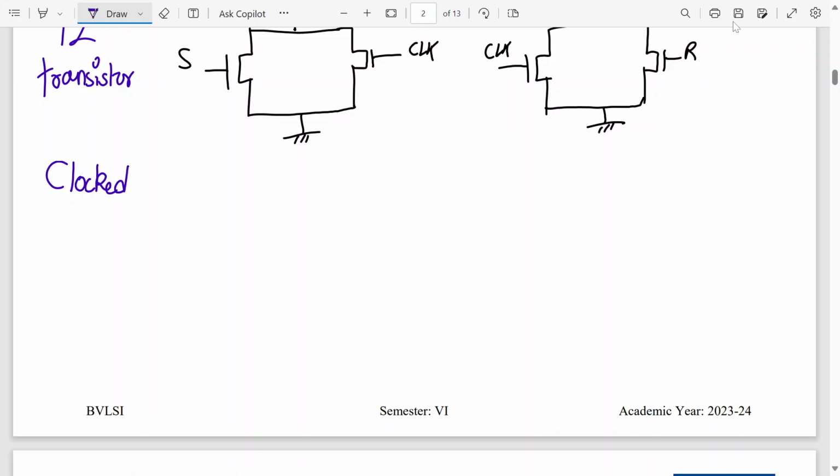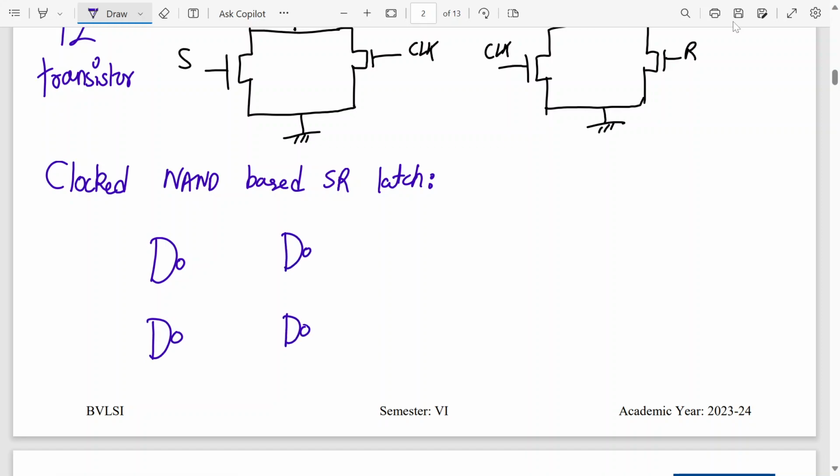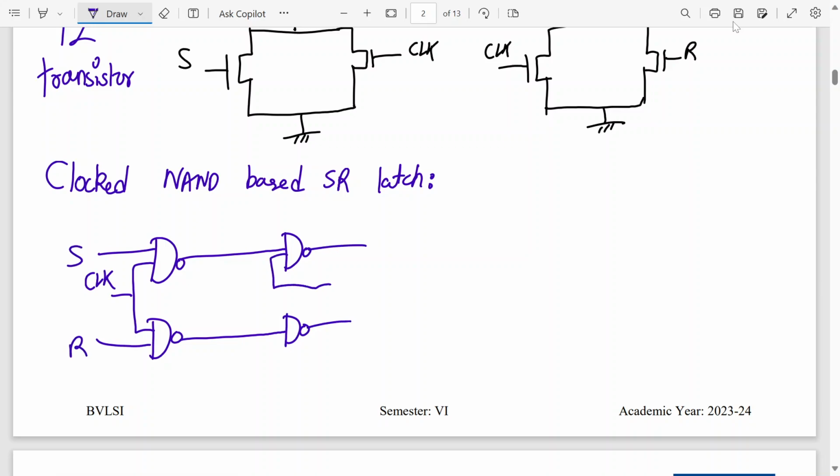So they can even ask you to draw or implement a clocked NAND based SR latch. So what is a clocked NAND based SR latch? You use NAND gates only. So here we have two NAND gates connected like this, and here one input will be the common clock, the other input will be S, R, and the outputs will be cross coupled like this. So it doesn't follow AOI gates. This will be Q, this will be Q bar.